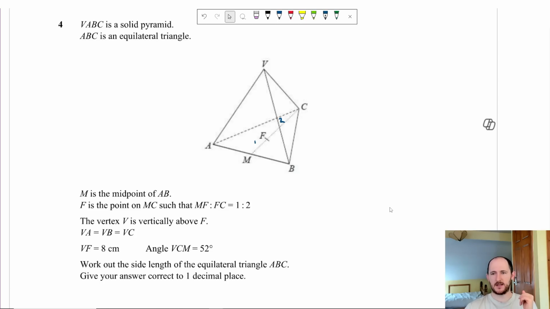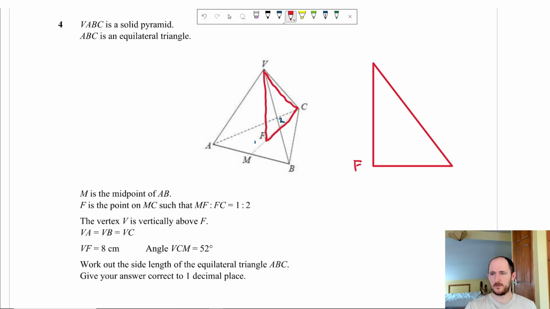So we're trying to work out one of the sides. Now, what would I do? The first thing I would do is draw out 2D shapes that illustrate this information. So for example, I'm going to draw one. That's VFC. That's a big triangle, right? So let me just draw that out here.